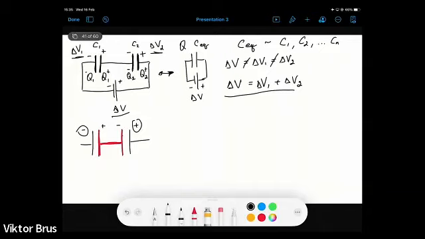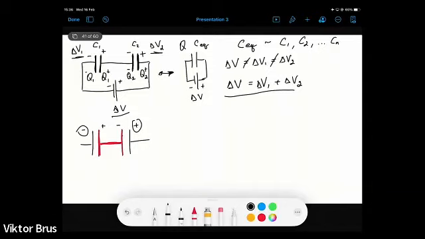Means that these charges, positive and negative on the plates from left and right, are because of polarization and the redistribution of charges inside this conductor. So if it was neutral before, it remains isolated, meaning we could not provide or take away any charges. It should be neutral after also, because it was isolated from the circuit.